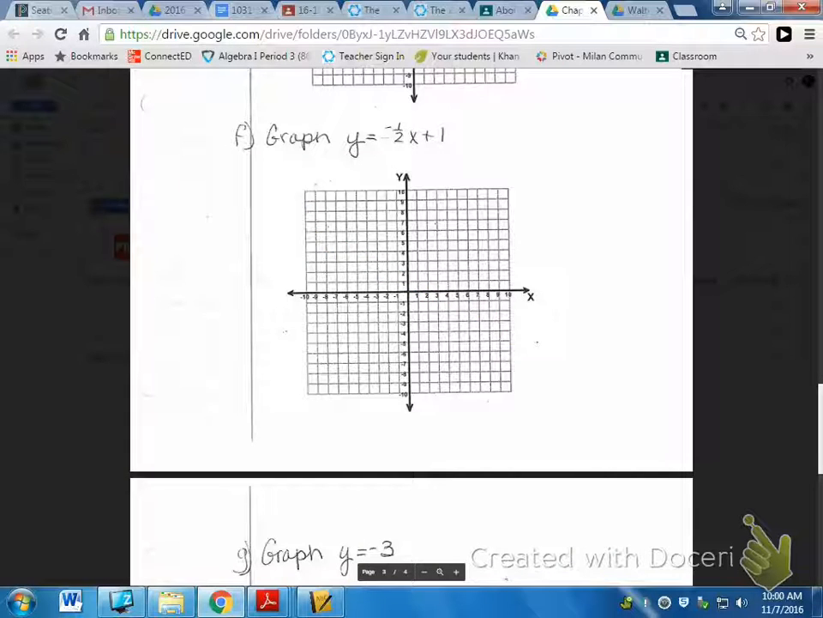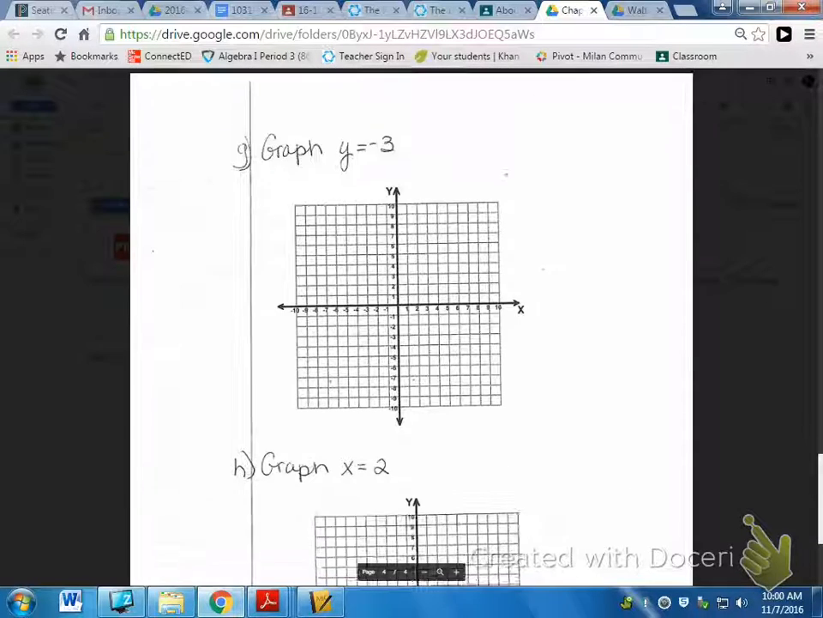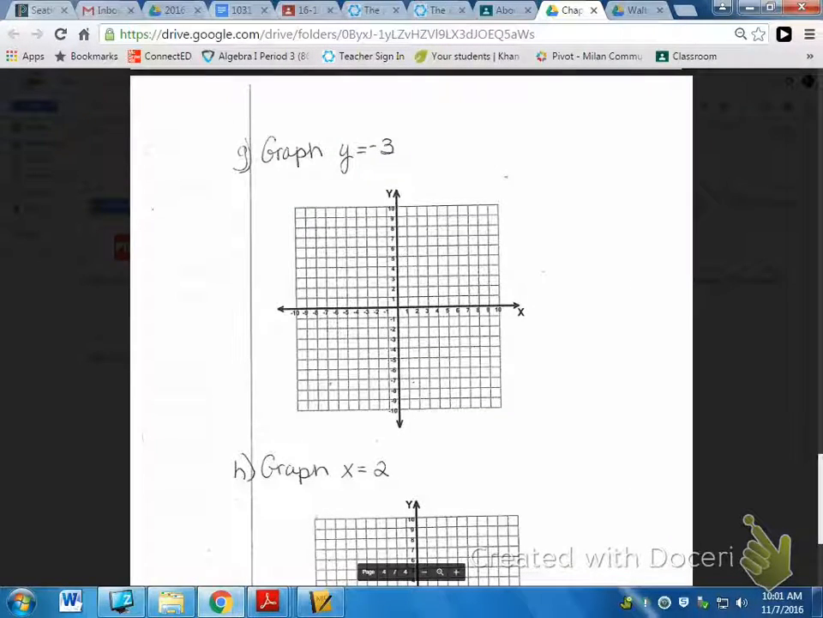Okay, the next one, example G, says graph y equals negative 3. So I think that was just like the one we looked at a minute ago. When there is no x term, that means the number in front of x had to be what? 0. That means that the slope has to be 0. And when you have a 0 slope, it is completely horizontal. Zero fun to go skiing there.